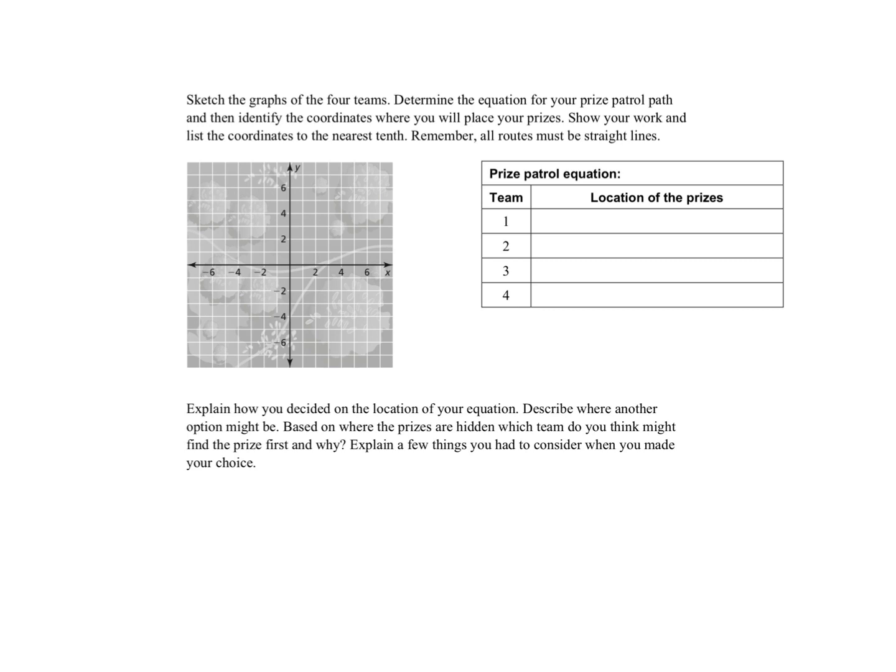Lastly, you need to explain how you decided on the location of your equation. Describe where another option might be, so you need to put something else that could be used. Based on where the prizes are hidden, which team do you think might find the prizes first and why? So you need to think a little bit about that based upon the graph. And explain a few things you had to consider when you made your choice. So what did you have to consider when you chose your line path and how you wanted to do that?